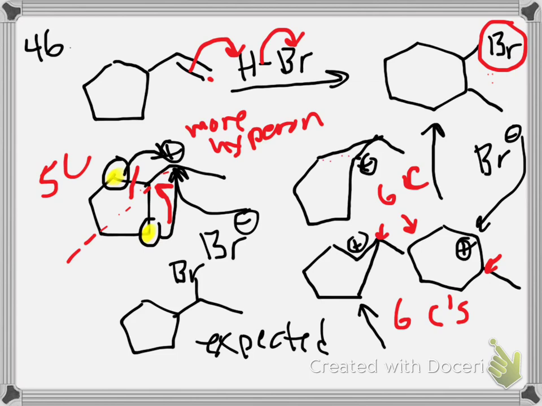The reason that this happens, both of these carbocations, this one and this one, they have the same amount of hyperconjugation. The reason that this carbocation forms is because there is less angle strain.